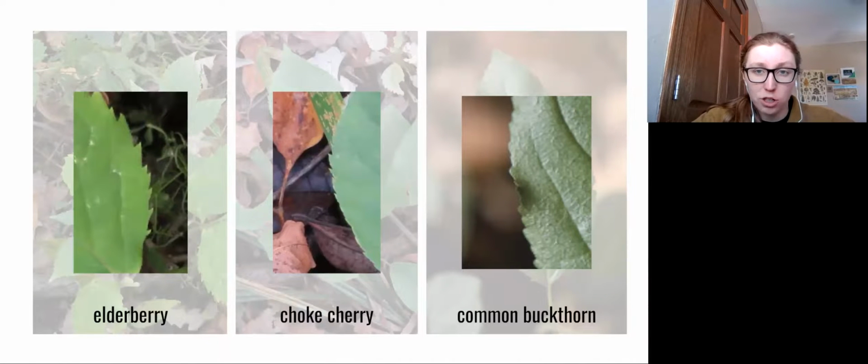This clue of serration, whether the teeth are sharp or dull and rounded, also applies when we bring a chokecherry into the mix. So the left and center leaves here have sharper teeth. The leaf on the right, though, the buckthorn, also has bumps, but they don't have such sharp points.